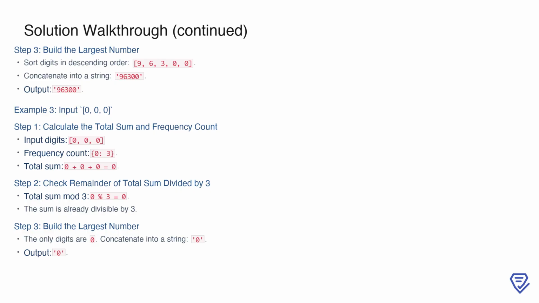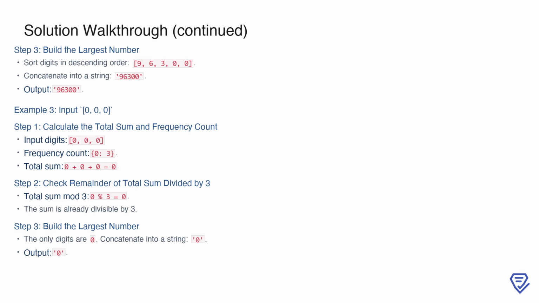Finally, let's analyze another example with the input 0, 0, 0. Here, the frequency count is 0:3, and the total sum is 0 plus 0 plus 0 equals 0. Since 0 % 3 equals 0, the sum is already divisible by 3. With only zeros in the input, concatenating them produces the string 0, which is the largest valid number for this case.